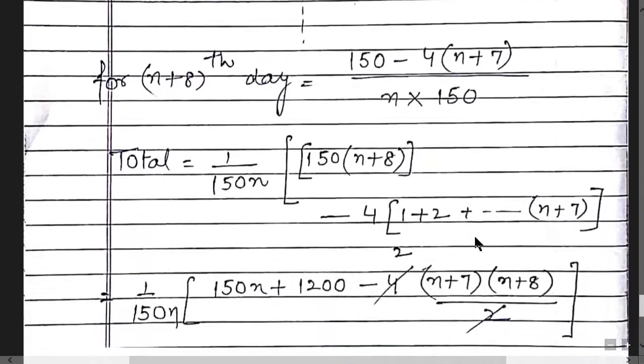Now you can take 1 over 150n common, and inside, 150 into n plus 8, because 150 occurs n plus 8 number of times. And you can take 4 common from the second sequence, which is 1, 2, 3 up to n plus 7. You can apply the formula of sigma n here. The formula for sigma n is n into n plus 1 over 2. And here the value of n is n plus 7. You can write n plus 7 into n plus 8, over 2, into 4, and 150n plus 1200.